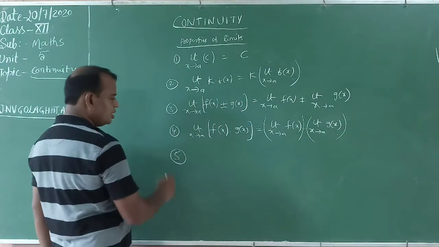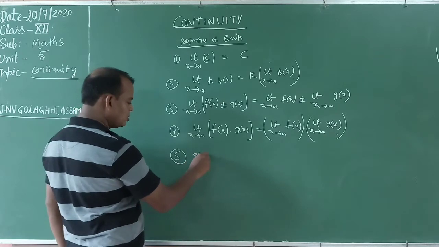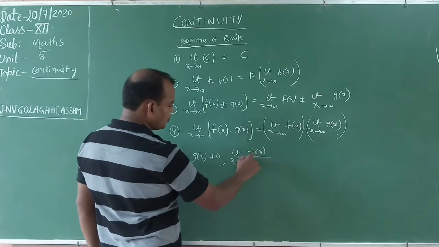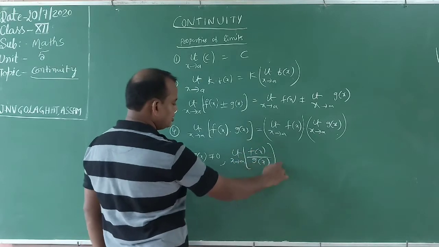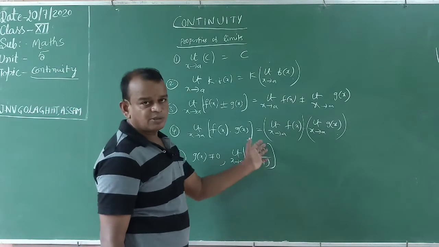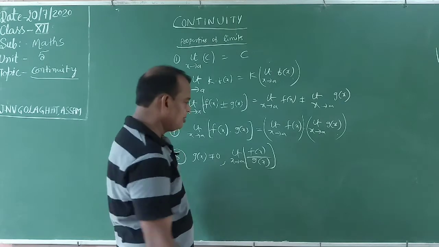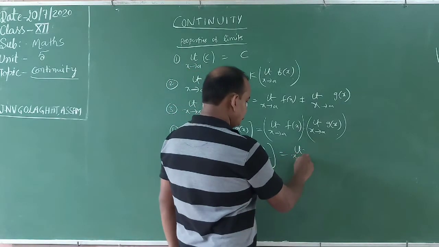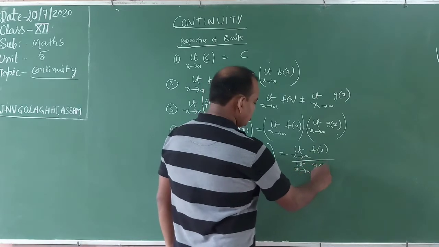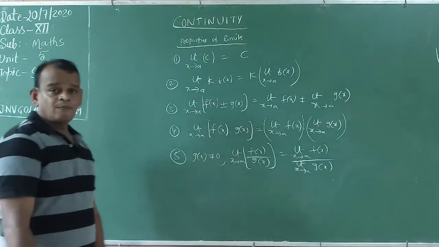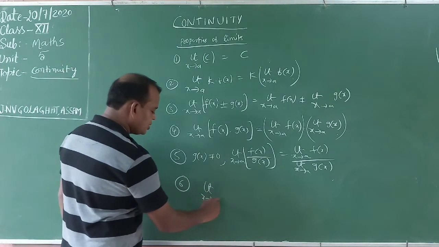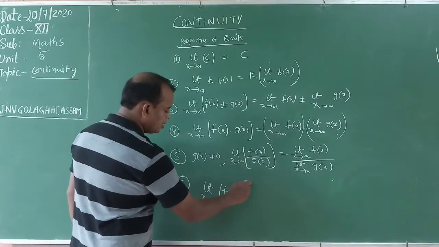Next, if g of x not equal to 0, limit x tends to a, f of x by g of x. Why? g of x not equal to 0. Therefore, if the function is equal to 0, denominator equal to 0, something by 0 means infinity, not defined. Okay, you know very well. That equals limit x tends to a, f of x by limit x tends to a, g of x. Understand? Next, sixth one, limit x tends to a, f of x power g of x.